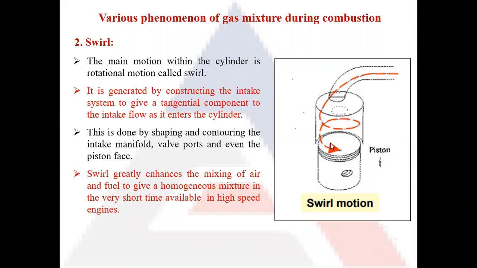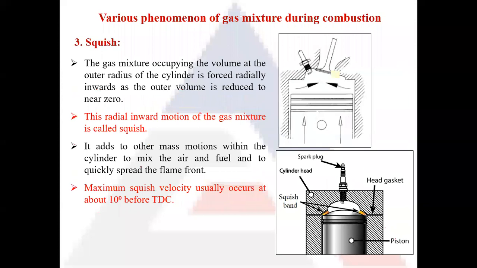Now this circular motion of air helps in producing a swirl motion that achieves the turbulence inside the combustion chamber, and it also helps in intermixing of the air fuel mixture and helps in forming the homogeneous mixture. Next type of phenomena is your squish.